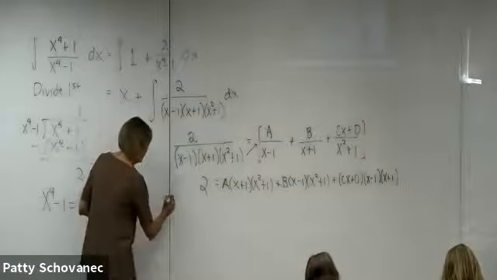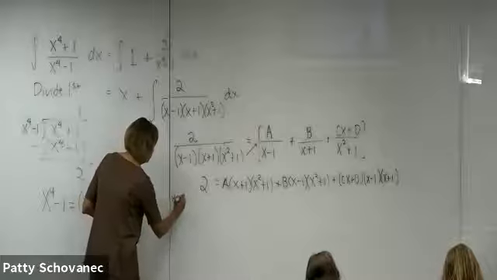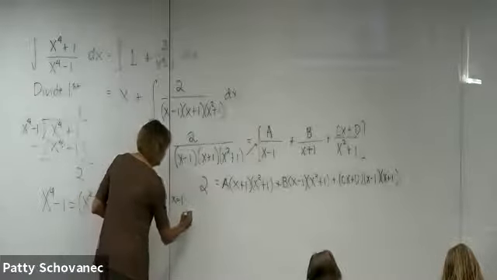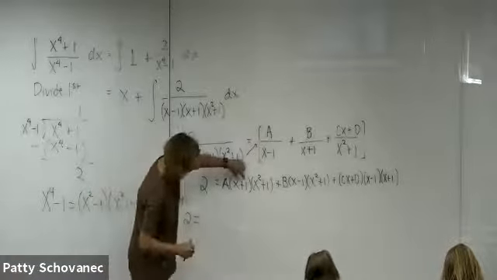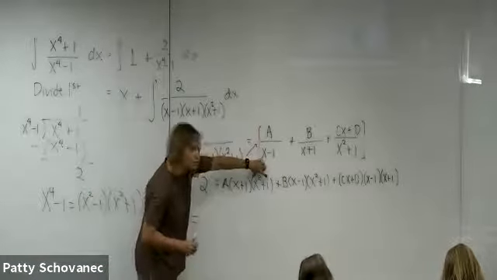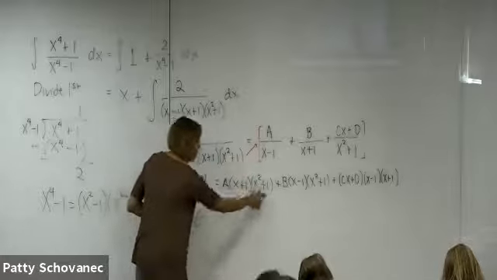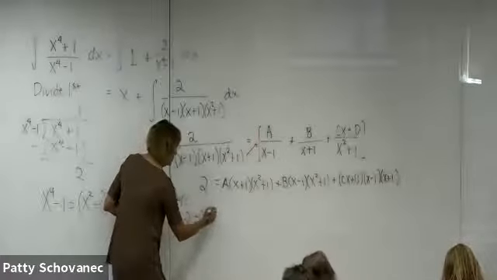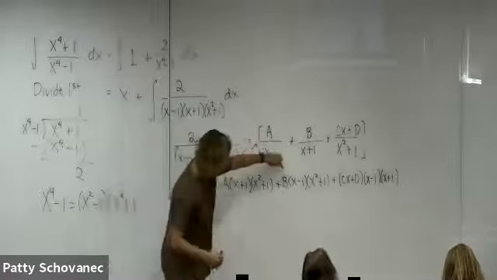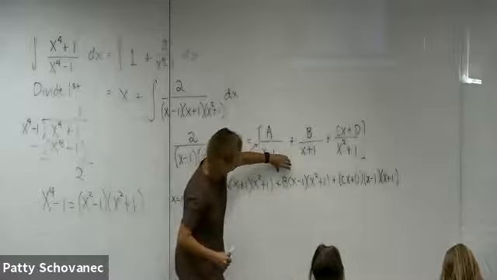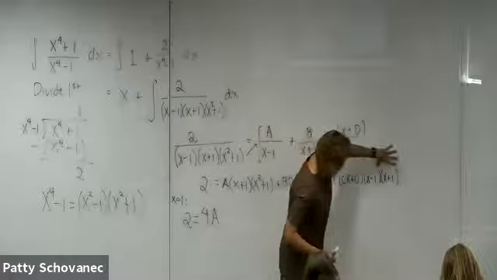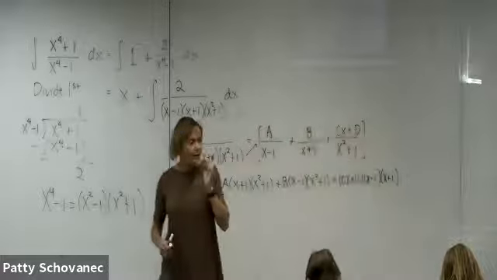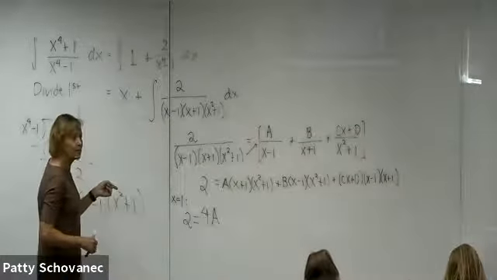So substitute x is 1 in. The left-hand side will stay at 2. When x is 1, this becomes 2 and that becomes 2, so I have A times 4. When x is 1, that's going to give me 0, so it's going to multiply out to give me 0. When x is 1, that's 0, so all of those are 0. And that'll give us A. A is going to be a half.